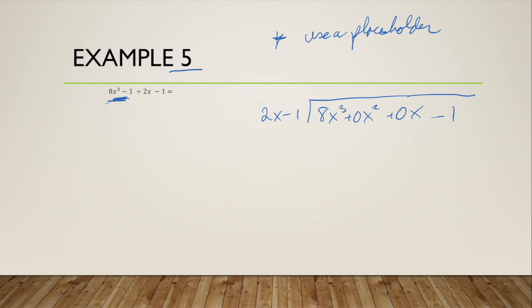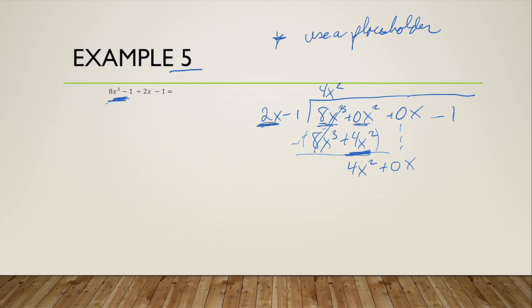So what do I multiply 2x by to make it look like 8x cubed? That's going to be 4x squared. 4x squared times 2x is 8x cubed. 4x squared times negative 1 is a negative 4x squared. We go ahead and subtract. I get 4x squared because two negatives make a positive and my first terms cancel. And then I pull down my next term. See, we had to have a placeholder, so we had something to add 4x squared to.